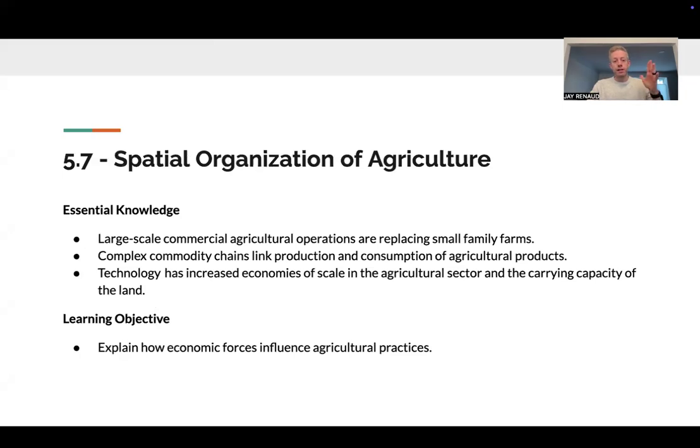All right, spatial organization of agriculture. What I just finished with in that slide goes right into this slide. We'll also talk about commodity chains and how technology has increased economies of scale and the carrying capacity of the land.